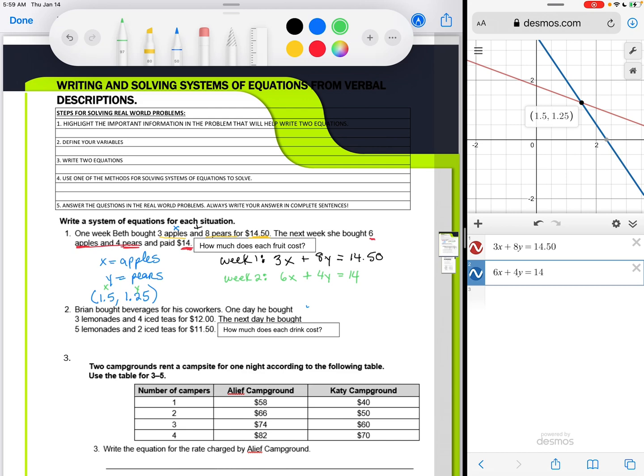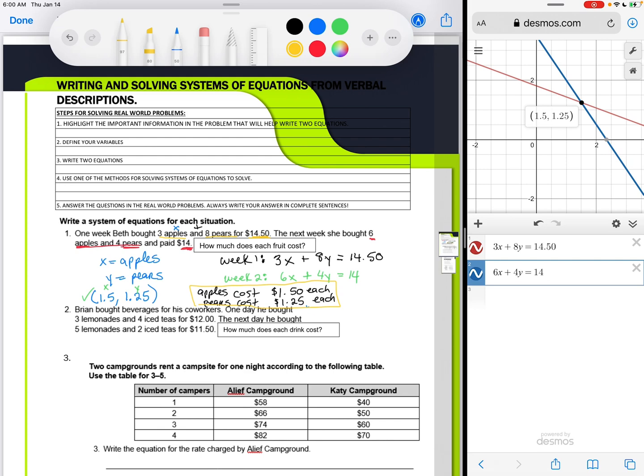Okay. So what does that mean? Now we can answer the question now that we have our solution. This means that apples cost $1.50. Pears cost $1.25. And this is each. We got our answer, guys. And we're done with this problem.